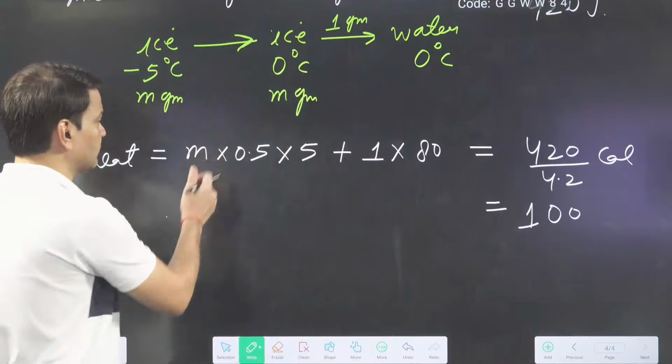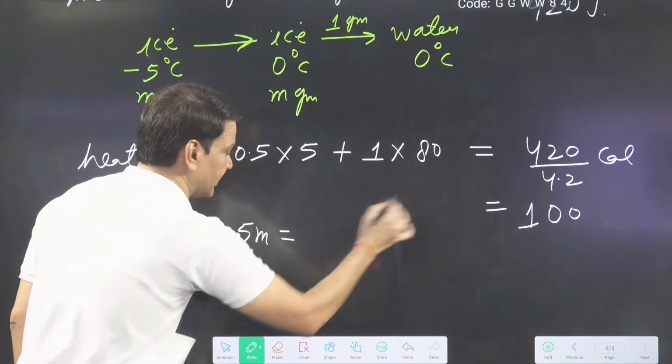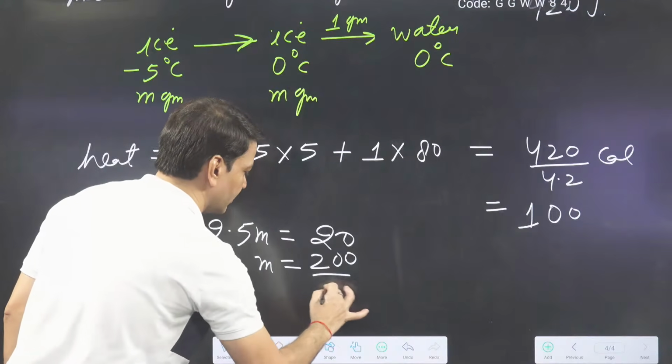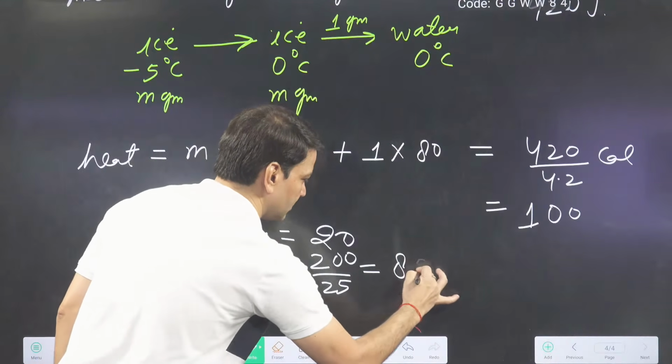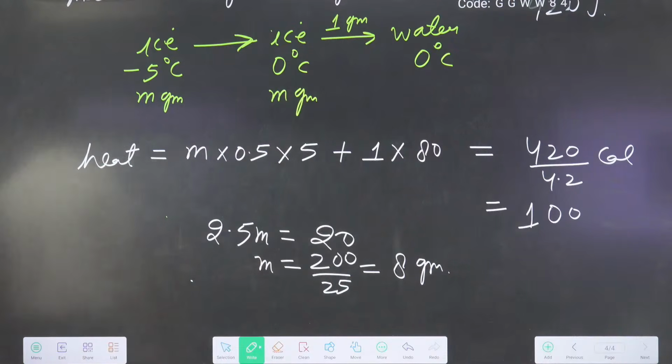Now this what I got: 2.5 m, that is equal to 100 minus 80. 100 minus 80 is 20. So m what I got: 200 by 25, that is equal to 8 gram. So what is our m? We got 8 gram.